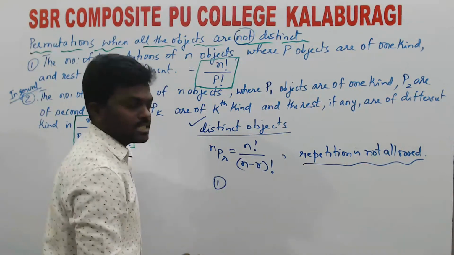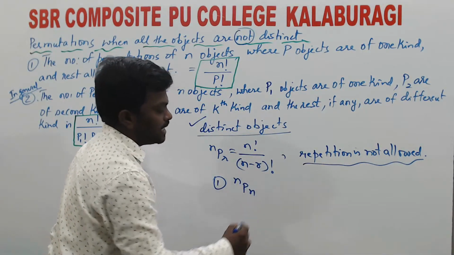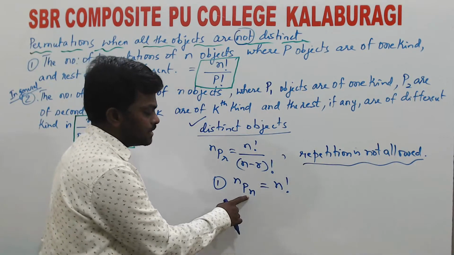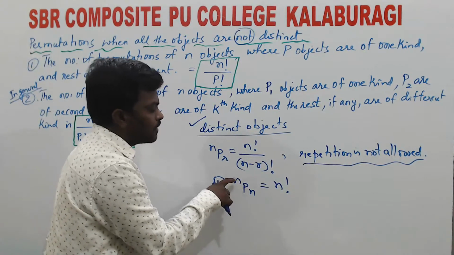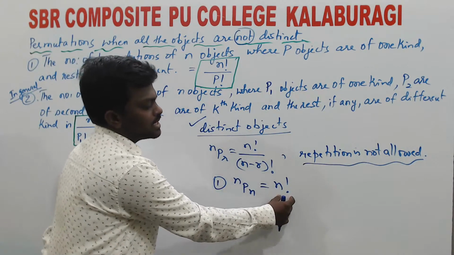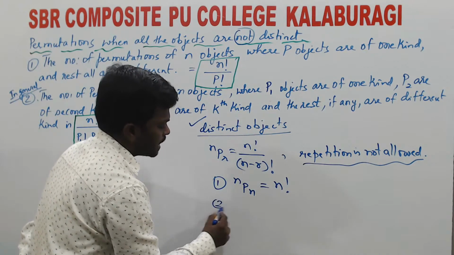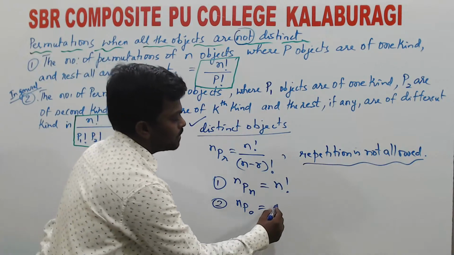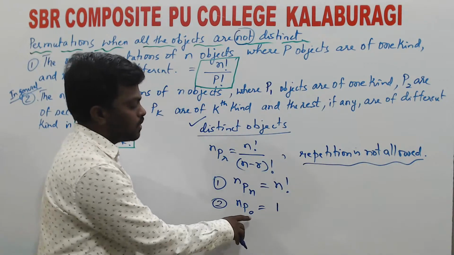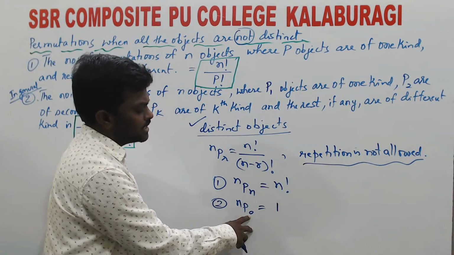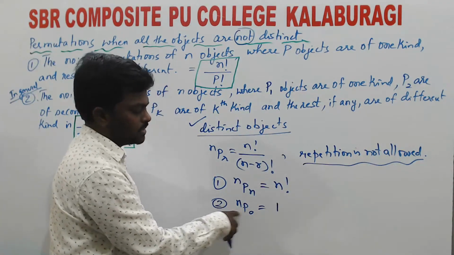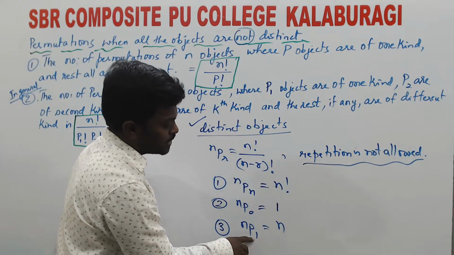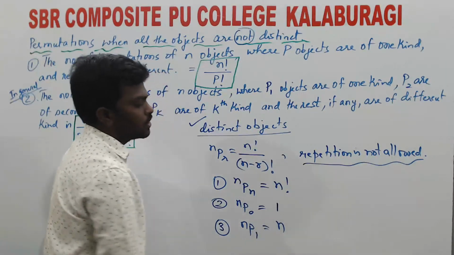And we saw three cases also. So what were those? nPn is equal to n factorial: arranging n things out of n things is nothing but n factorial. Second, nP0 is 1: arranging nothing out of n objects is 1. Third, nP1 is equal to n: arranging one thing out of n is equal to n.